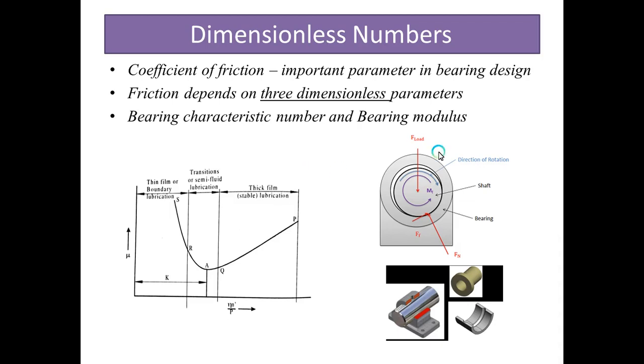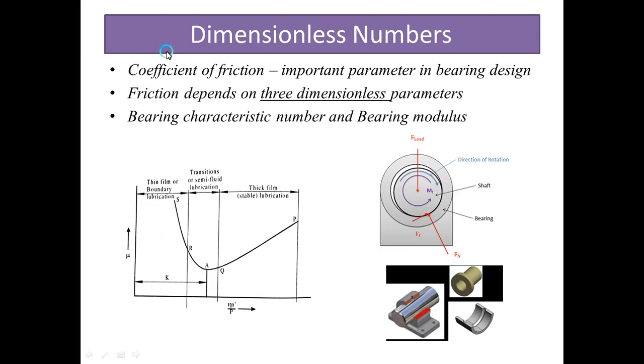As you know, in the case of journal bearings, where friction is the major part, we need to consider it for improving the efficiency of the bearing or the load carrying capacity of the bearing. And also it is very important to understand how the friction occurs in the bearing. For that reason we need to know what dimensionless numbers are.